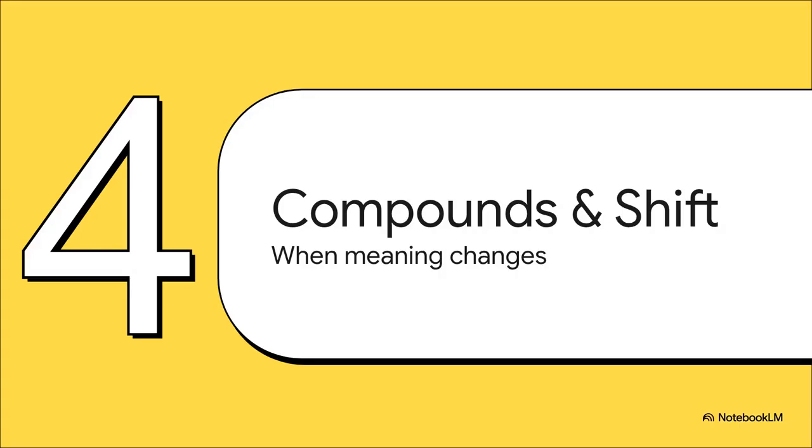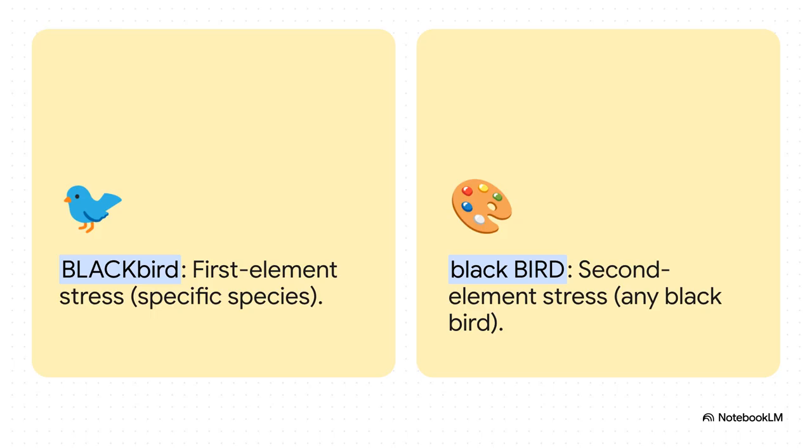Which brings us to Section 4, Compounds and Stress Shift. Okay, this is where English pronunciation gets super sneaky. Getting the stress wrong here can totally change the meaning of what you're saying, sometimes with hilarious results. Take the compound word blackbird. The stress falls really heavily on that first element, which immediately tells a native speaker you're talking about a specific species of bird. But if you say black bird as a phrase, the stress falls on the second element. That literally just means any bird that happens to be painted black. So, placing the beat in the right spot literally dictates the dictionary definition.